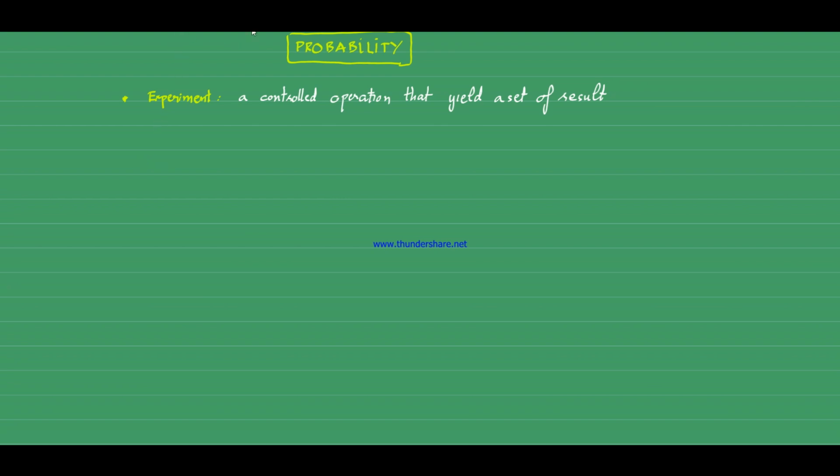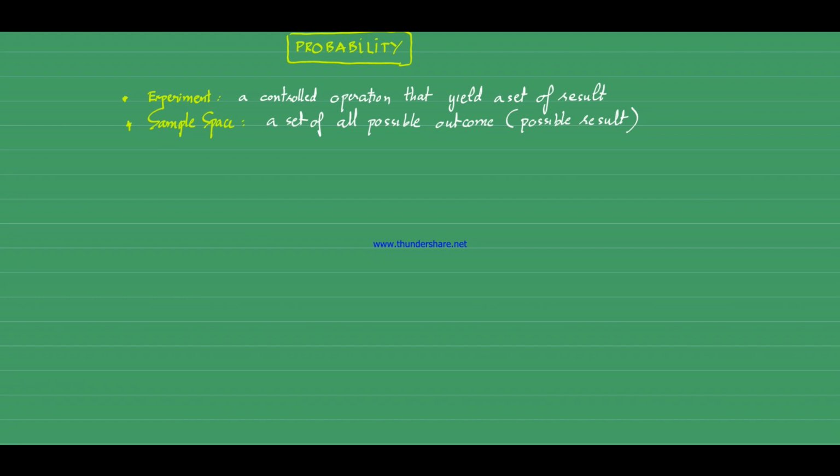The second terminology is the sample space. The sample space is the set of all possible outcomes. The outcome is just a possible result in the experiment. So the sample space is a collection of all the outcomes.